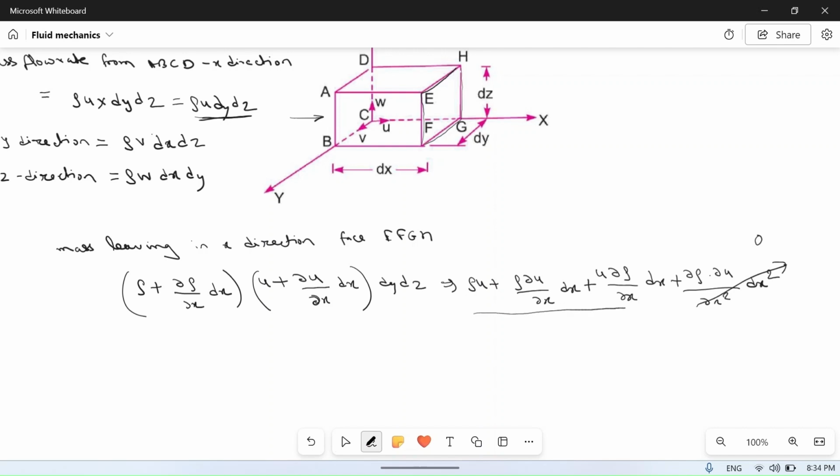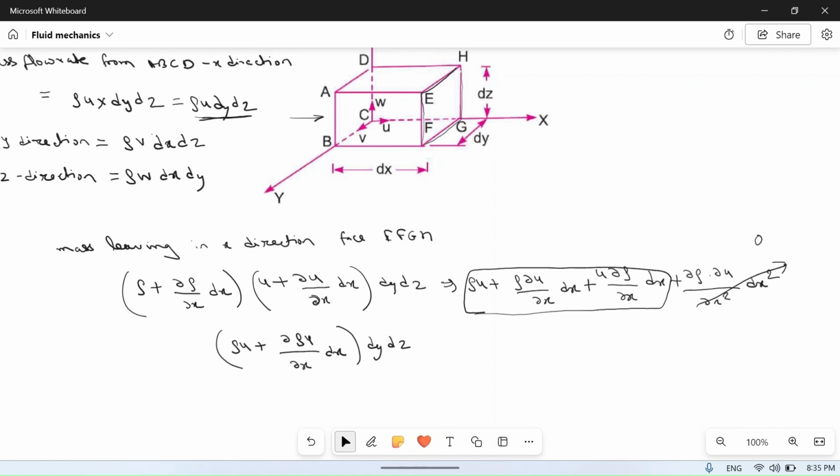So the mass exiting in the x direction is rho u plus rho del u by del x dx plus u del rho by del x dx. We can write it as del of rho u by del x into dx, all multiplied by dy and dz.